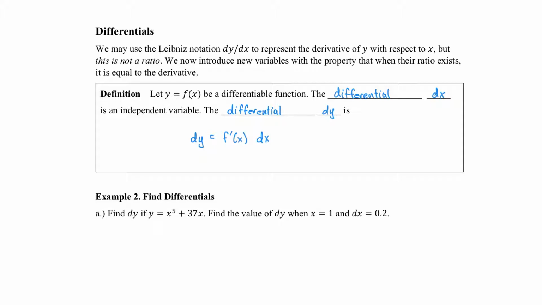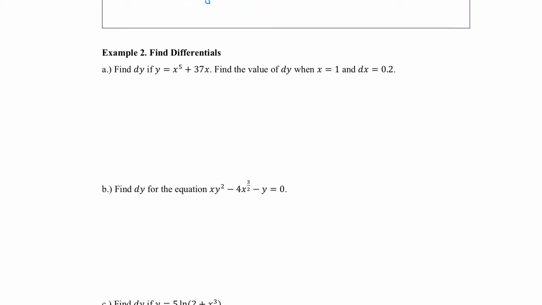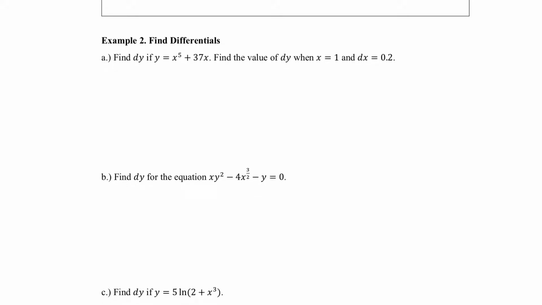All right, so let's go ahead and first of all just figure out how to compute these. So example 2, we're going to be finding differentials. In the first example, we're asked to find dy if y is equal to x to the fifth plus 37x, and find the value of dy when x is equal to 1 and dx is equal to 0.2. Again, this is a numerical approach to understanding a small change in x. How does it affect a small change in y? So how do we find this? Well, if the ratio exists, it's equal to the derivative, so we need the derivative.